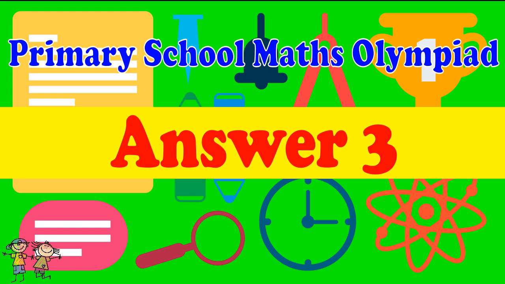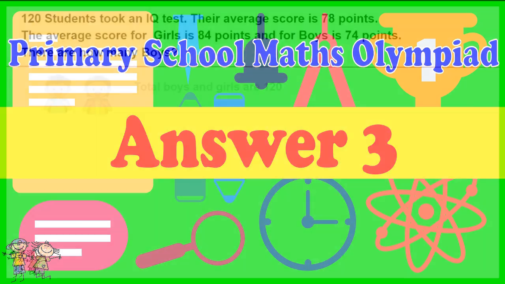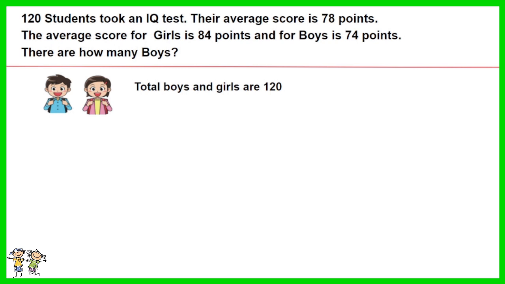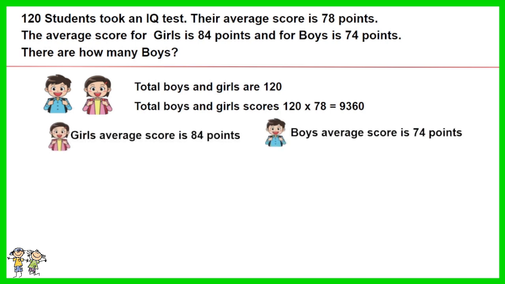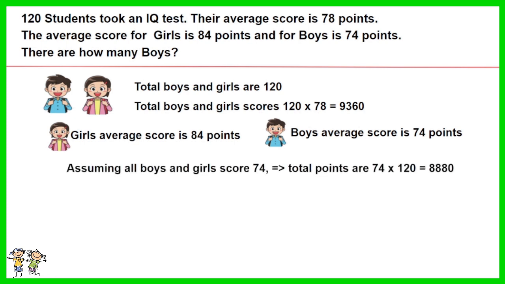Answer for question 3. Total number of girls and boys are 120. Total score for all the boys and girls is 120 times 78, which is 9360. The average score for girls is 84 points. The average score for boys is 74 points. Assuming all boys and girls score 74, the total points are 74 times 120, which is 8880.